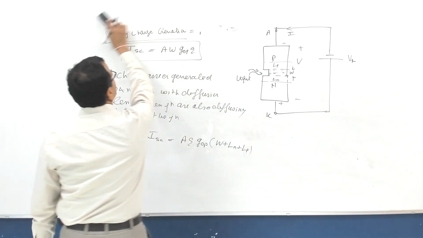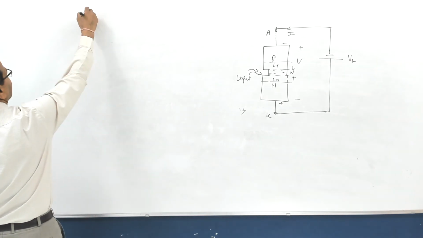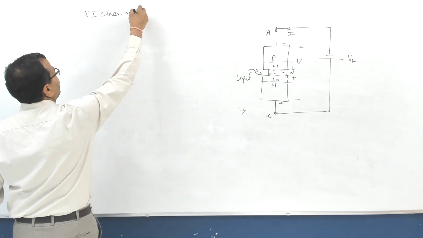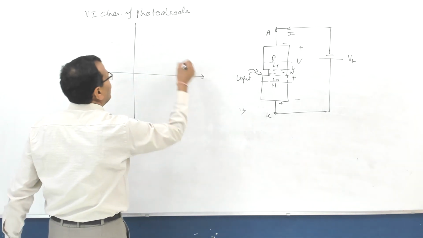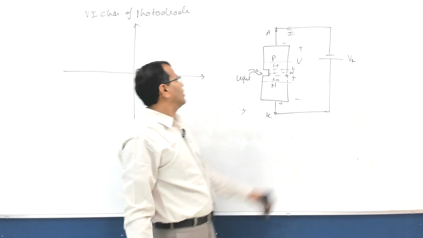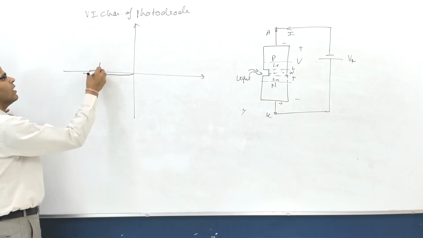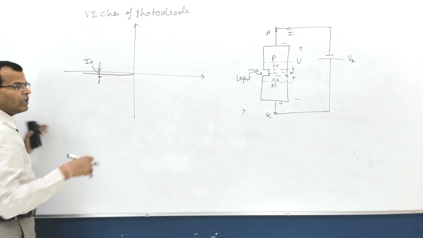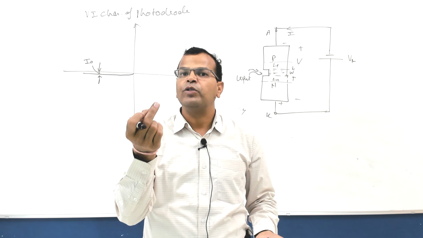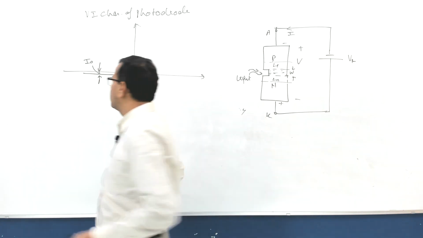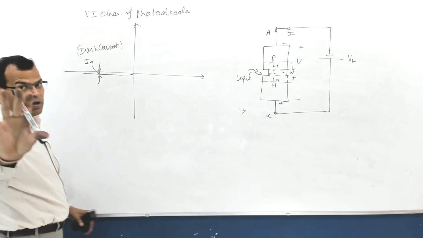Fine. Now this is the optical component. Let us talk about the VI characteristic of a photodiode. We have just seen your photodiode works in which mode? In reverse bias mode. In the normal case, when there is no illumination, in reverse bias there is a small current that is equal to the reverse saturation current. When there is no illumination, that reverse saturation current is known as dark current. So the reverse saturation current of a photodiode is called dark current.